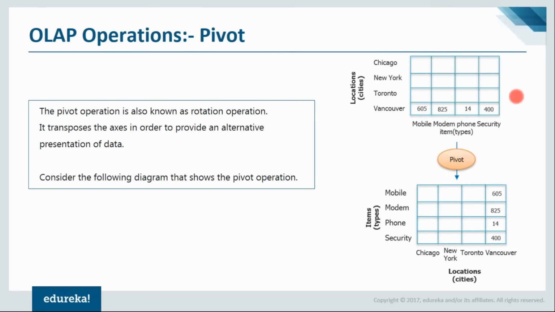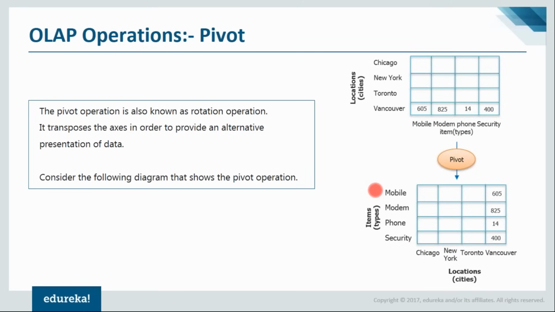Now, if you look at this example here, we have the location dimension on the y-axis and we have the item dimension on the x-axis, right? Now these two are transposed. That's what a pivot does. So when you transpose them, your item comes here and your location comes over here. Your location dimension is here and your item dimension is here, right? So even the data corresponding to them is transposed.